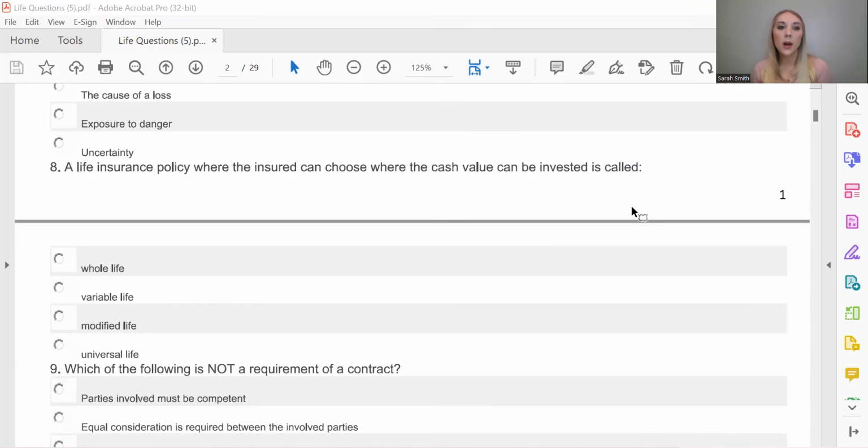A life insurance policy where the insured can choose where the cash value can be invested is called what?